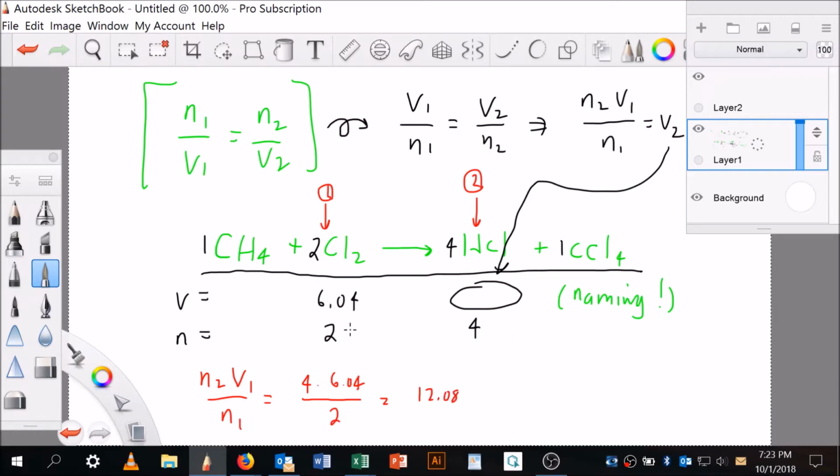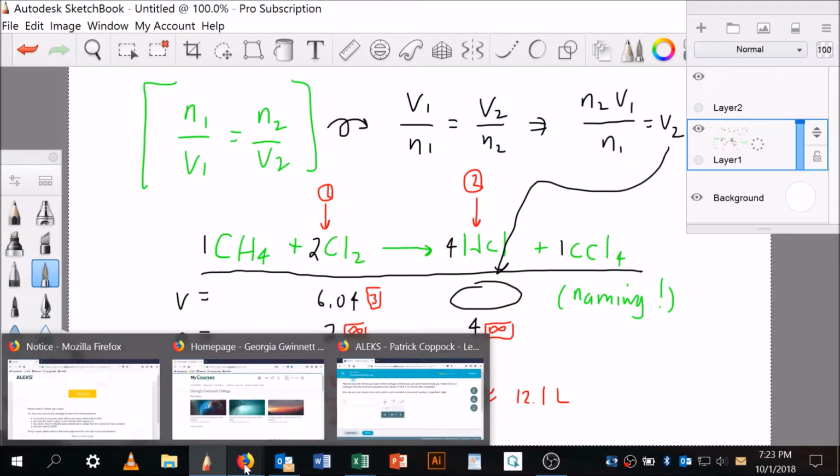Now this number was exact, so I've got an infinite number of sig figs here. This was exact, so I've got an infinite number of sig figs here, but this was not. That was a measurement. That's got 3 sig figs. So 3 is going to be limited to 3, right? Can you see that? So this is going to be reported as 12.1 liters.